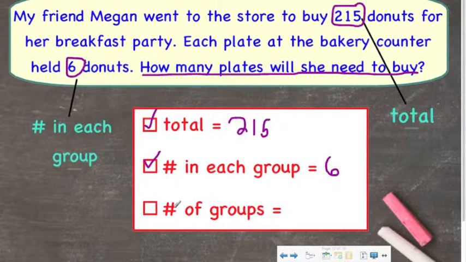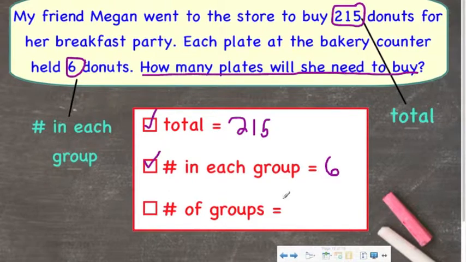Now, let's look at this last one, number of groups. I see that I don't have that written anywhere, so I'm going to go back and reread my question to see if I still need to figure this out. It says, how many plates will she need to buy? Now, since I know that each plate held 6 donuts, I can kind of assume that the how many plates is really asking me how many groups. How many groups of donuts will she need to buy?